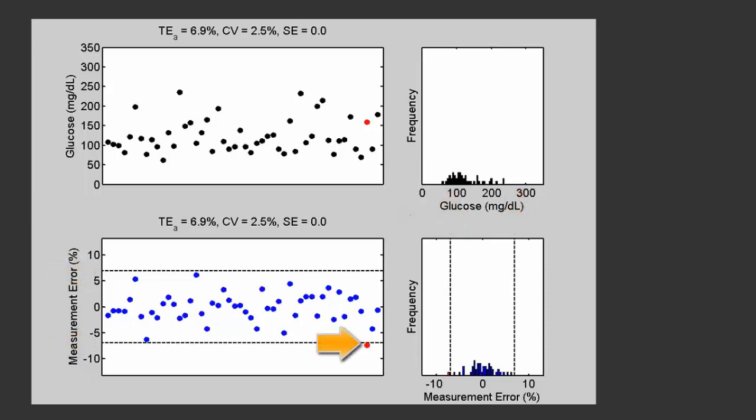Also notice that we now have a result with measurement error that exceeds 6.9%. It's denoted in red. It doesn't exceed 10%, so it wouldn't have been red earlier. Let's make another observation about the result that isn't meeting the quality requirement.